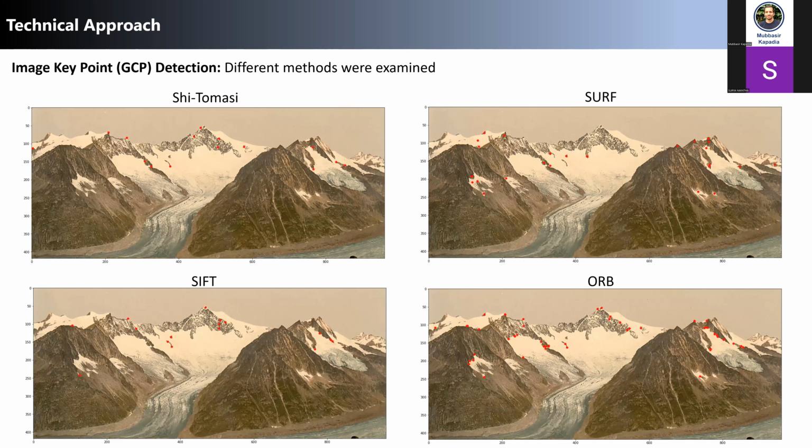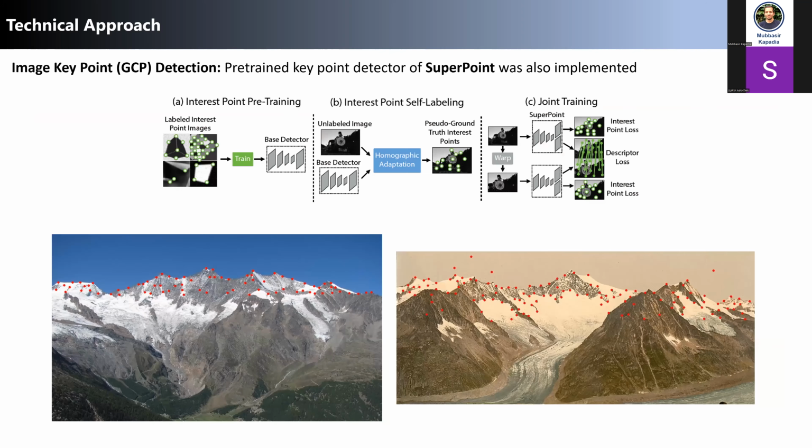So in the first step, we implemented different methods for image key point detection. I used Shi-Tomasi, SURF, SIFT, and ORB for finding the image key points. Among the different experimentation, ORB was the better method. And also for the image key point detection, I used a pre-trained key point detector model, which is called SuperPoint.